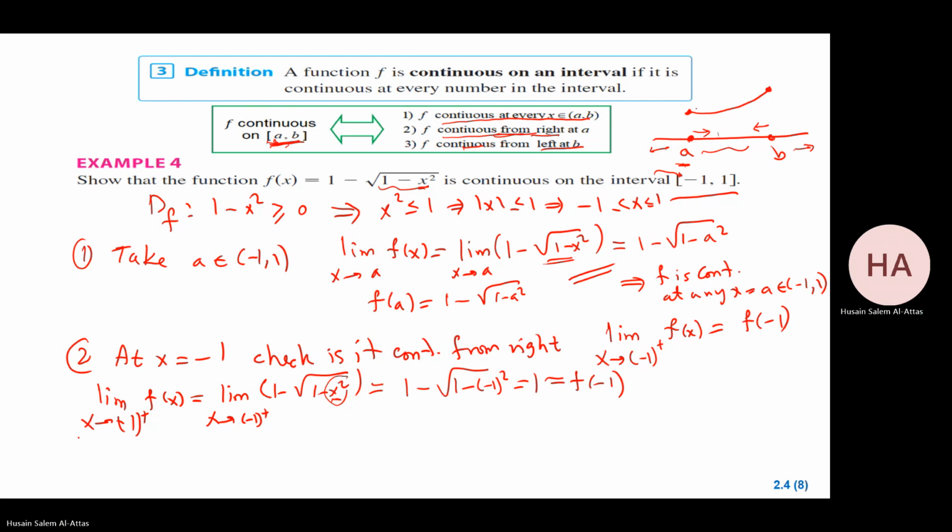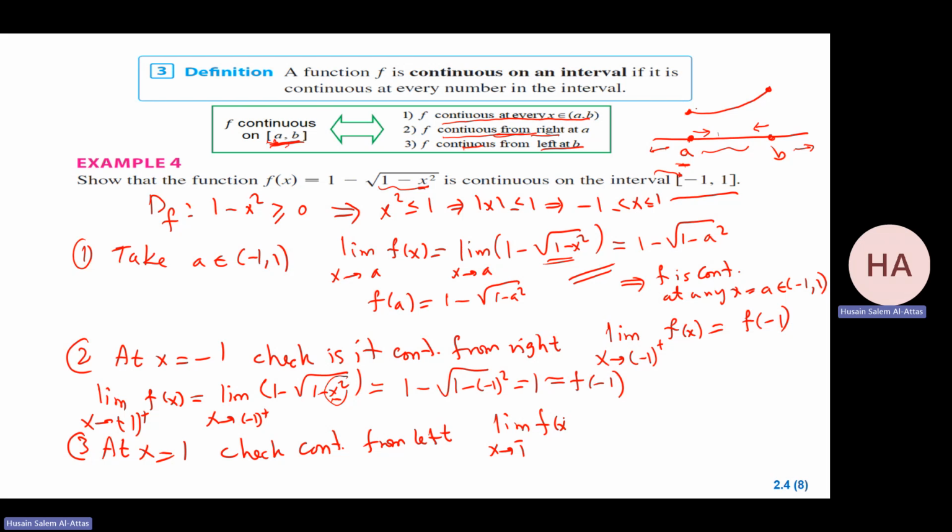Now, at x equal 1, check continuity from left only. So that means check the limit as x goes to 1 from left, that should equal f of 1, and it's very clear. It's correct. So we say the function is continuous in this closed interval, -1 to 1.